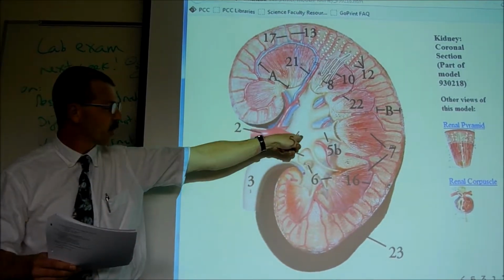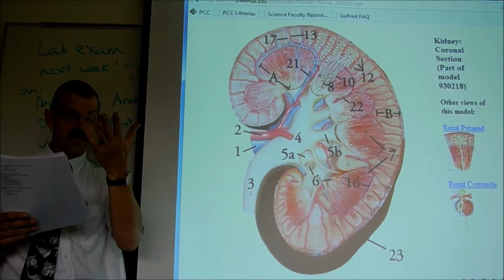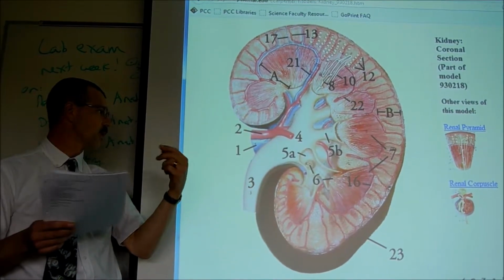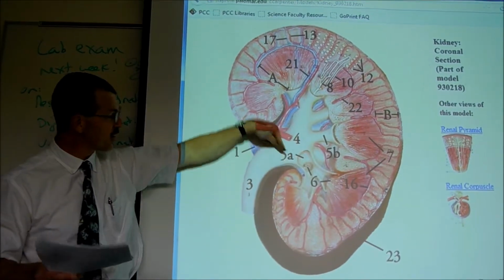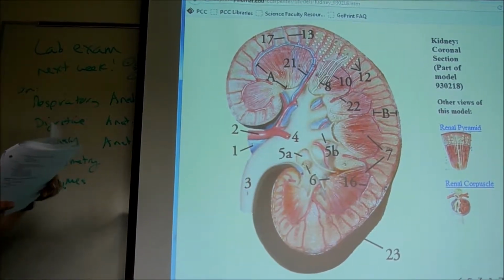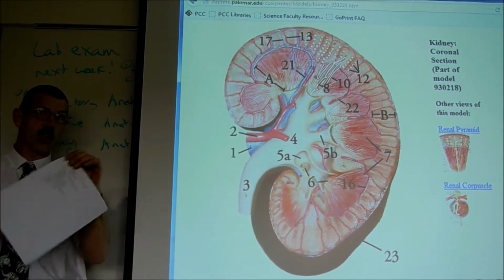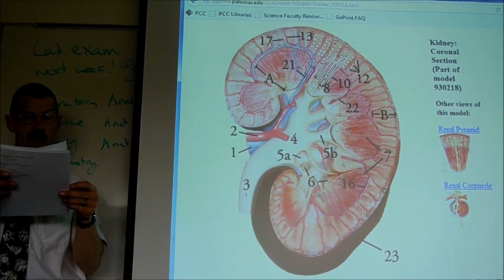Okay, let's now name this middle stuff. Sinus. So what would you call number 4? Pelvis, or you can say sinus. Technically, the sinus is the whole spot, but that's your renal sinus. But you notice it has branches, 5A and 5B. So which one is smaller, 5A or 5B? So what would you call a smaller thing in your kidney?